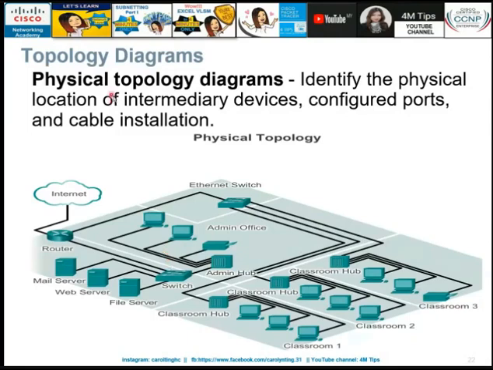So the physical topology definition is that it will identify the physical location of your intermediary devices. Remember, the intermediary devices will be your switch and your router, and also your configured ports, the physical ports, and also your cable installation. So that will be the physical topology.